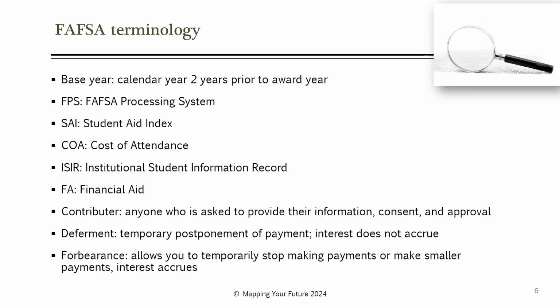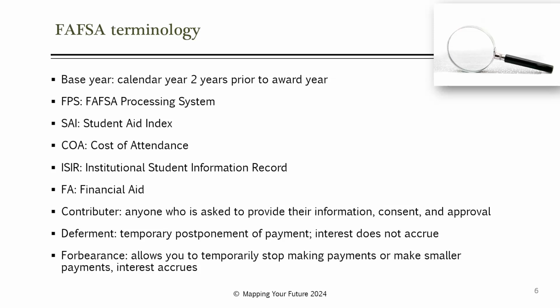So first we have base year. Base year is going to be the calendar year 2 years prior to award year. So this FAFSA form that we're going to be looking at is for the 2025-2026 award year, which would make your base year 2023. Now, what is your base year even used for?